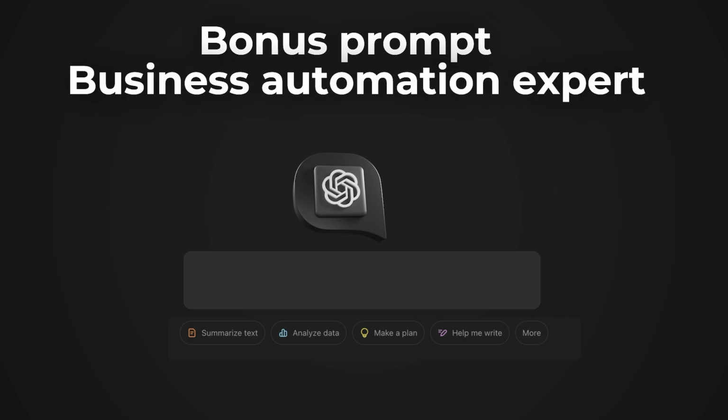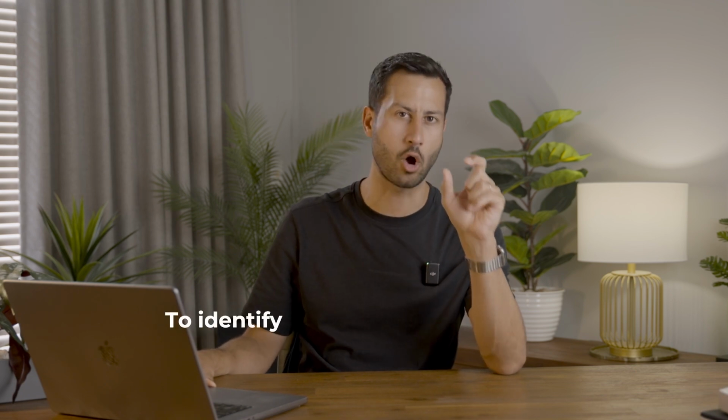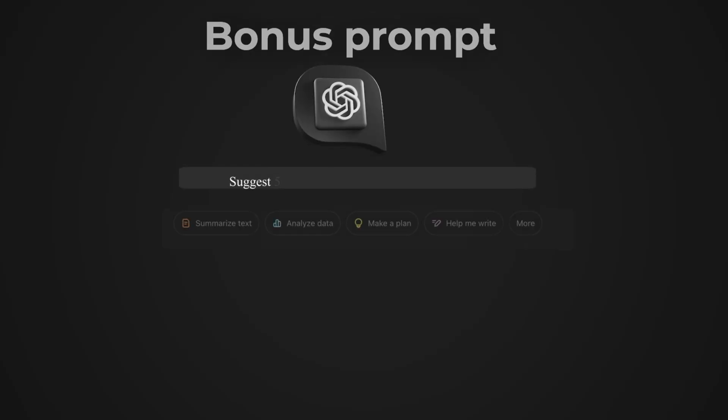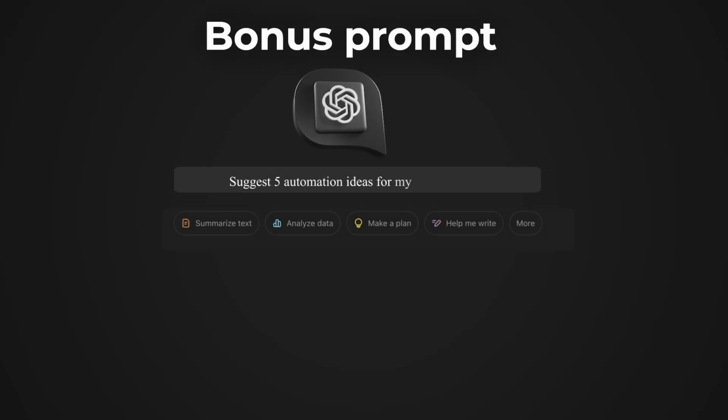So there are your 5 ChatGPT prompts to scale your business, but as a bonus prompt, we can look at the business automation expert. If you want to work less and you want to grow faster, then you can use this prompt to identify automation opportunities within your business. Here's the prompt. It's to suggest 5 automation ideas for my business based on my daily tasks. Focus on AI tools, chatbots, and streamlined workflows.